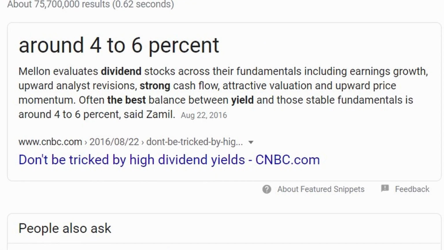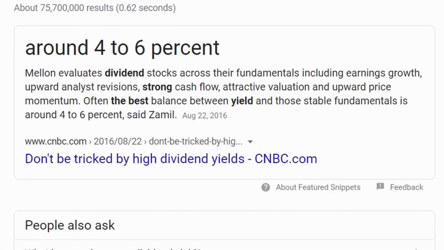But let's get into what a good dividend yield is. We know that 5, 6, 7, 8% is too high. So where's that sweet spot? You can look it up, and the magic number is usually 4%. People aim for 4%. If you Google it, it'll tell you around 4 to 6%. Once you get above that 6%, you're getting into some bad waters.